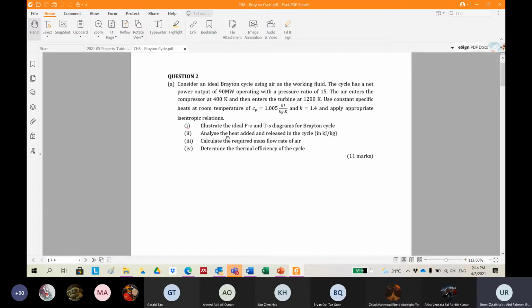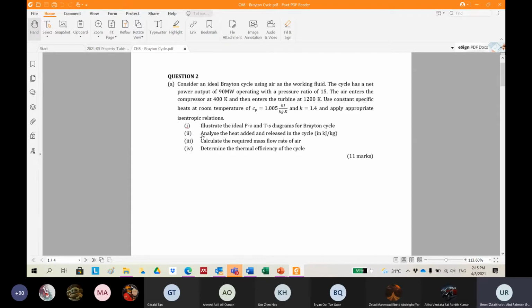The difference between the previous sample and your test 2 this semester is that the illustration of the PV and TS diagram will come in the last question, similar to the Otto and diesel cycle. I believe you understand what I mean. You need to get all the T and P, and then sketch the PV and TS diagram in the last question.